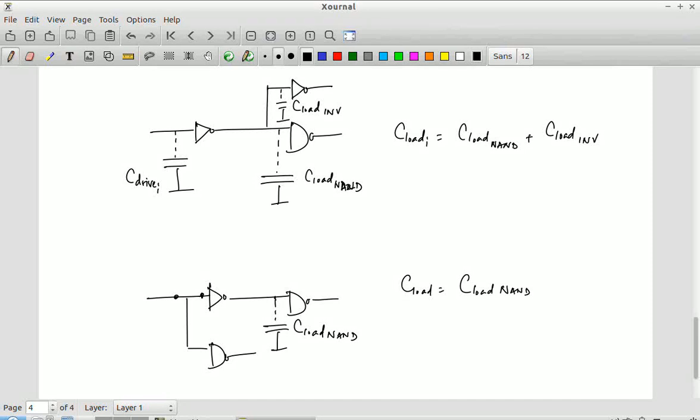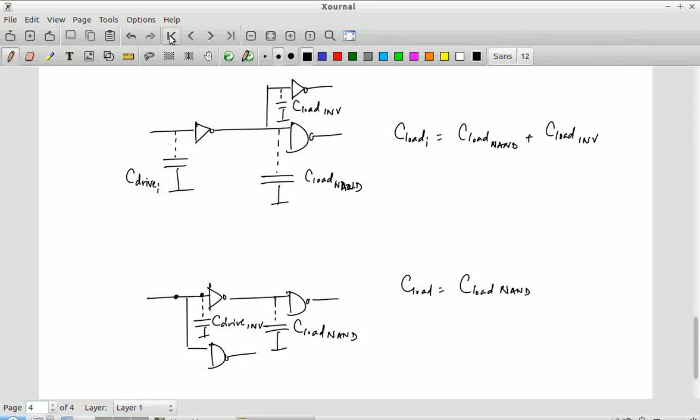Only the inverter is delivering current into the NAND gate. Remember that. Right? So what we are talking about is not the total capacitance at this point. It is the capacitance of the driving gate. So it is whatever is the drive of the inverter alone, nothing to do with the other NAND gate which is connected over there. Okay.